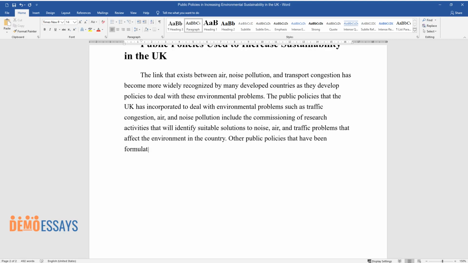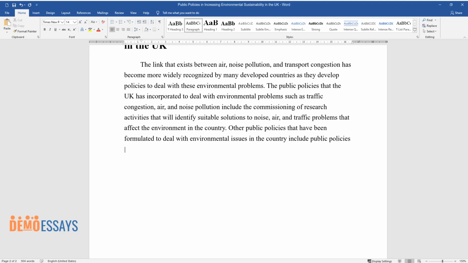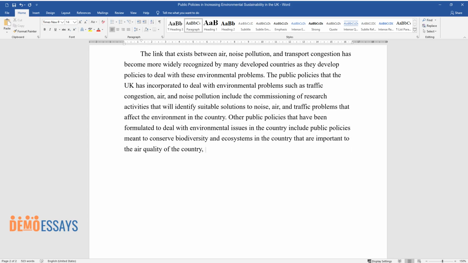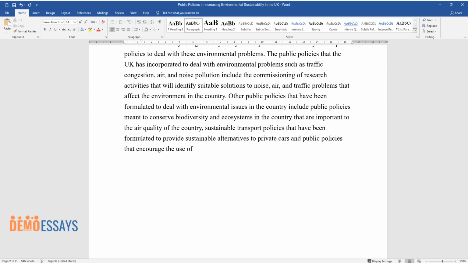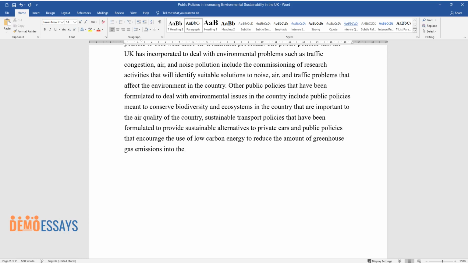Other public policies that have been formulated to deal with environmental issues in the country include public policies meant to conserve biodiversity and ecosystems in the country that are important to the air quality of the country, sustainable transport policies that have been formulated to provide sustainable alternatives to private cars, and public policies that encourage the use of low-carbon energy to reduce the amount of greenhouse gas emissions into the atmosphere.